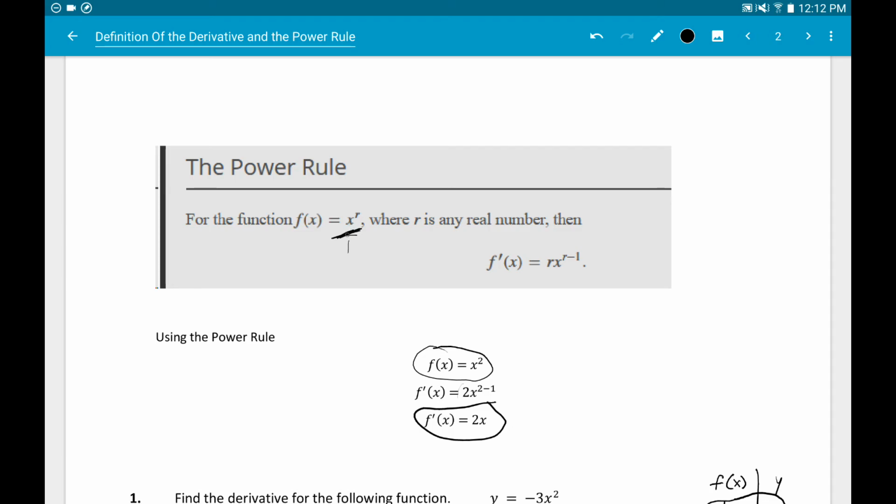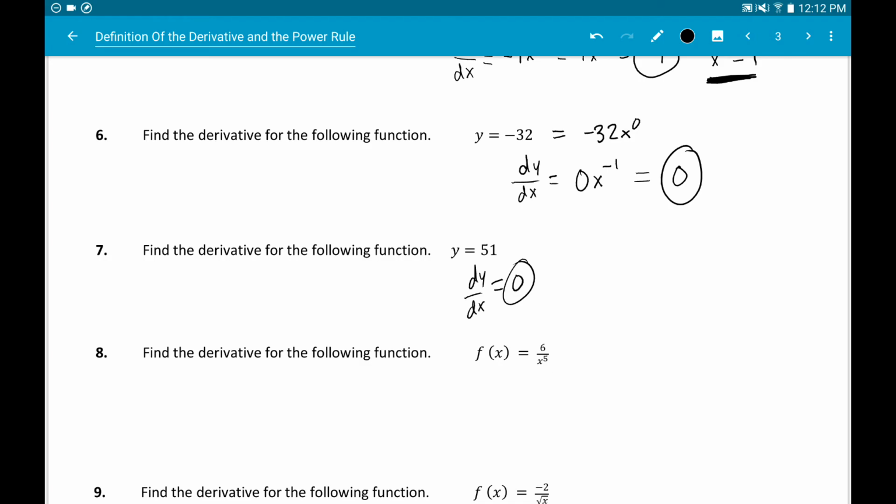It's in the numerator. To apply the power rule, x has to be on top. It can't be in the denominator like we have here in number 8. So what we've got to do is rewrite this function where x is on top. It's easy enough to do. We can move x up or down as long as we change the sign on the exponent.